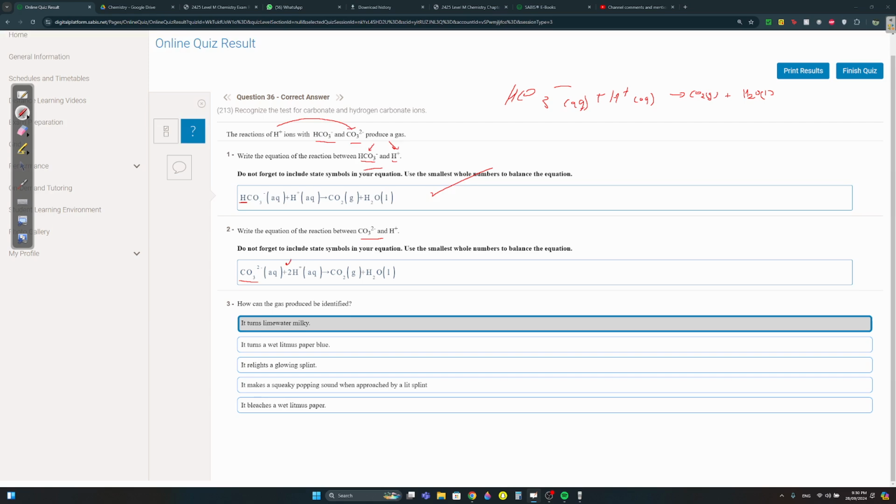And you have to balance it here. Here it's already balanced. Here you have to balance. Please don't forget to balance. Even they're telling you to balance.